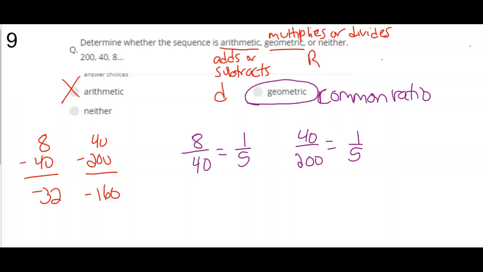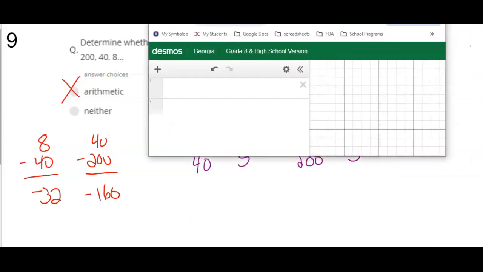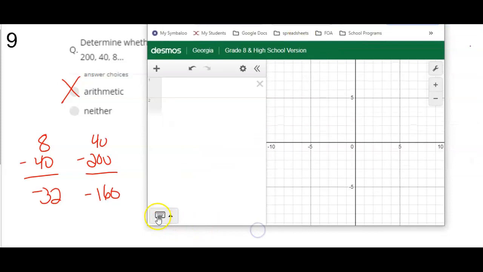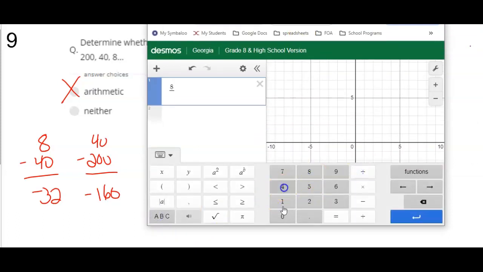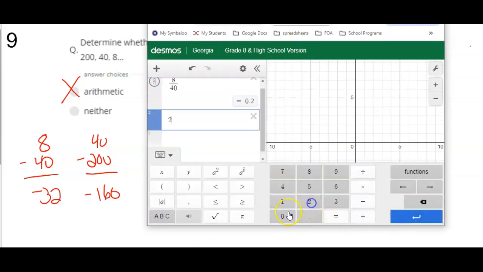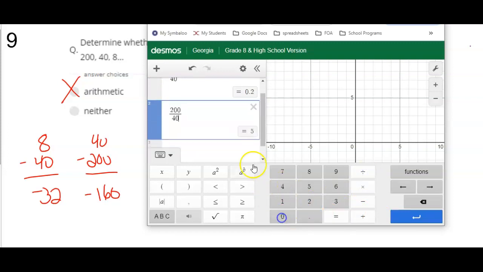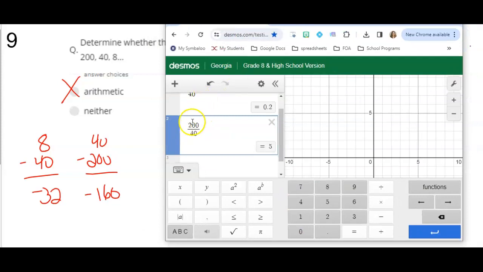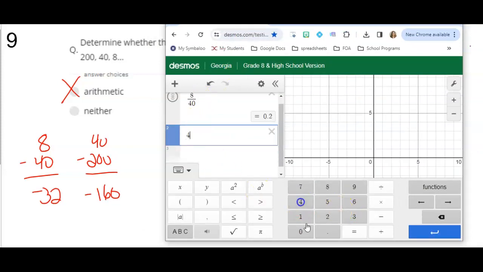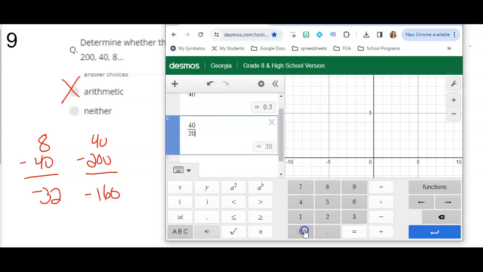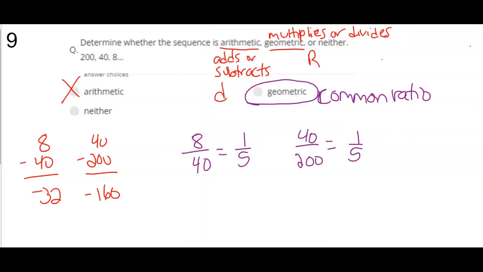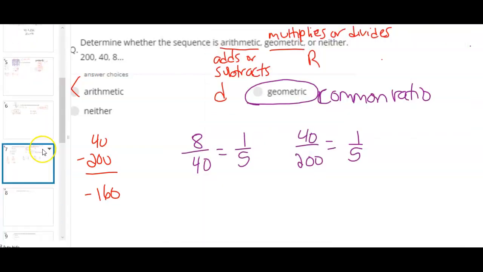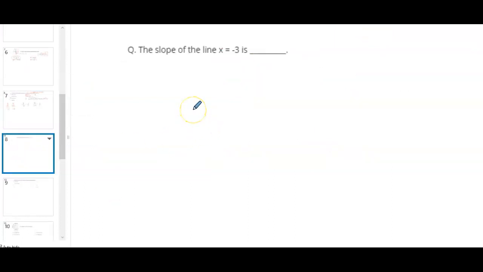If you did not know how to reduce these fractions, that is totally okay. Remember, you can always use Desmos, and you don't even have to leave them as a fraction. You can turn them into a decimal. You could do 8 divided by 40, and then 40 divided by 200, I did that backwards. You can see that they have the same answer, so we do know that they have a common ratio. All right, so that is geometric. Let's look at the next one.